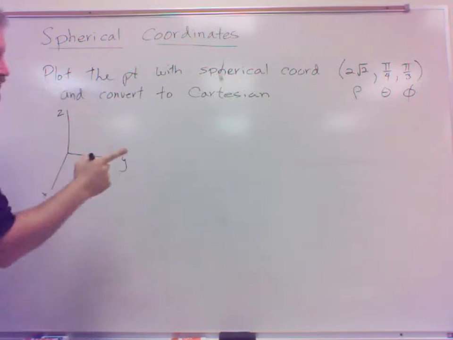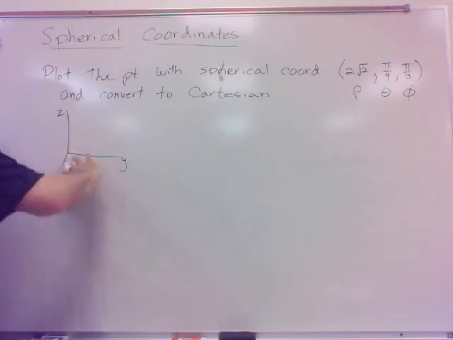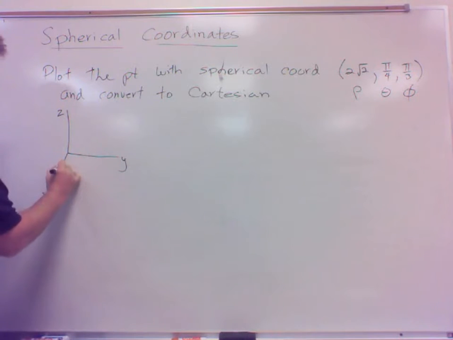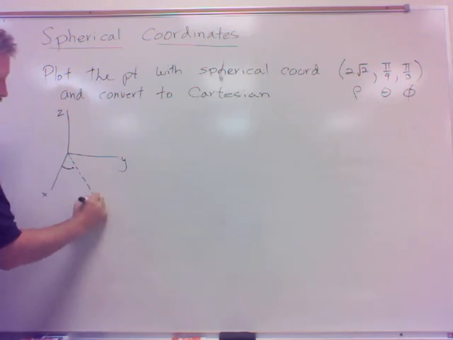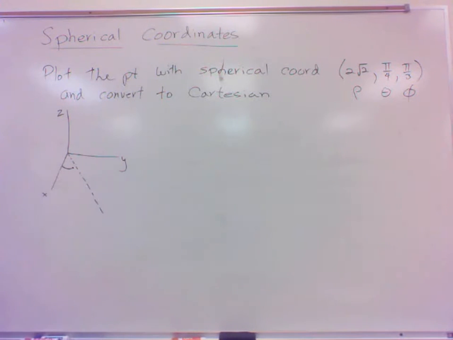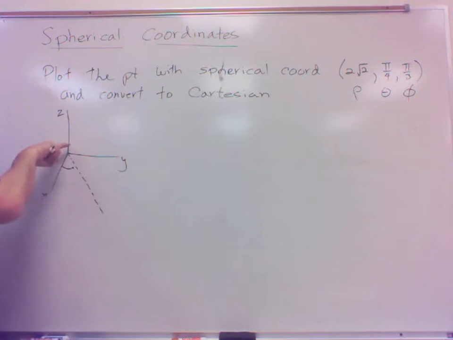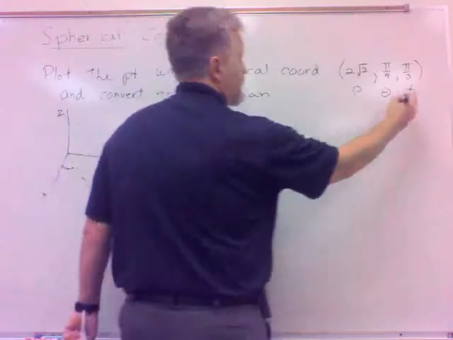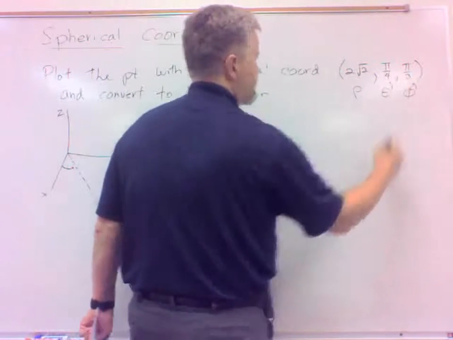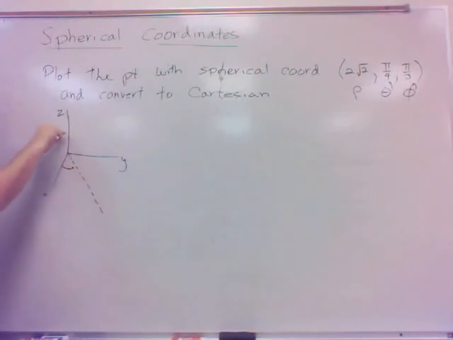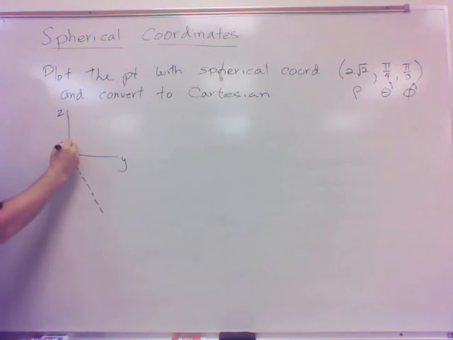Well, starting with what we know, theta is pi over 4. That's the angle in the xy plane from the positive x-axis. And so we know we're going to go out 45 degrees here. So it's somewhere along that. Now, phi is the angle from the positive z-axis, and so we're going to rotate along this line, and we're going to rotate it pi over 3, 60 degrees.